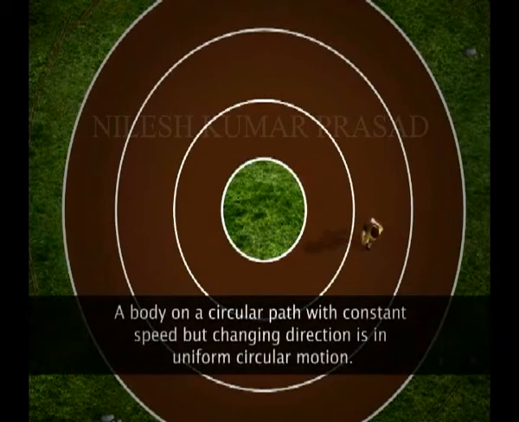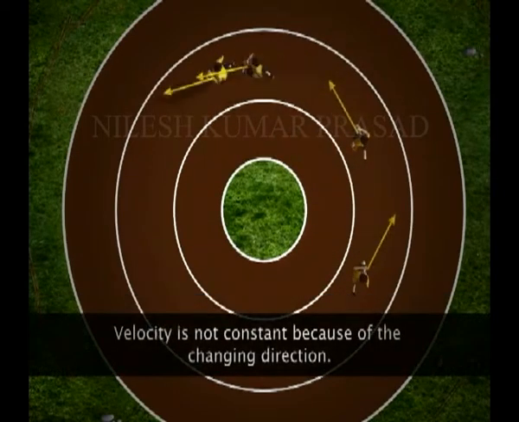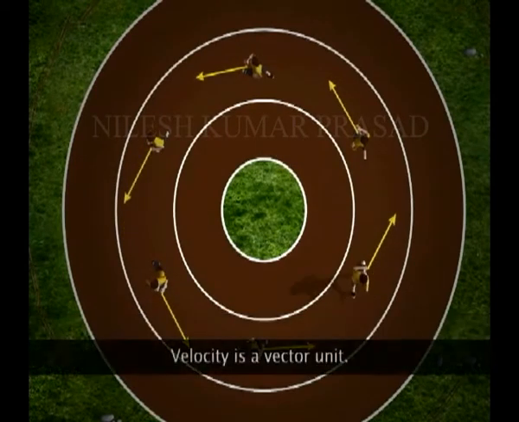If a body moves on a circular path at the same pace, but constantly changes direction, then that body is said to be in uniform circular motion. The velocity of such a body is not constant because it is changing direction. Velocity is a vector quantity having both magnitude and direction.